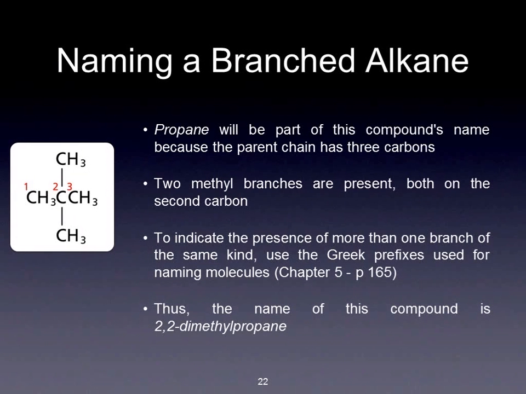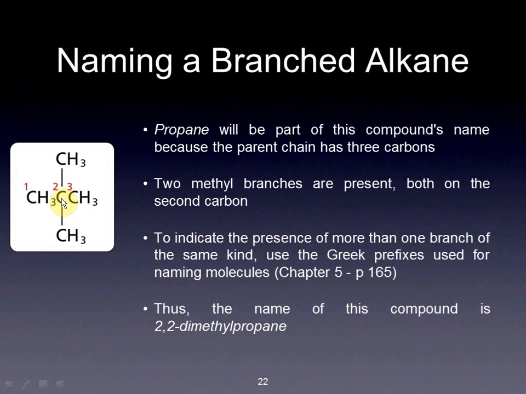Now let's take a look at this branched alkane. This one has 5 total carbons, but we can't call it pentane because it isn't one straight chain. The longest continuous chain of carbons has 3 carbons, so the parent chain of this alkane is propane. The 2 side chains are each 1 carbon long, here and here, and they're both located on the number 2 carbon of the parent chain.